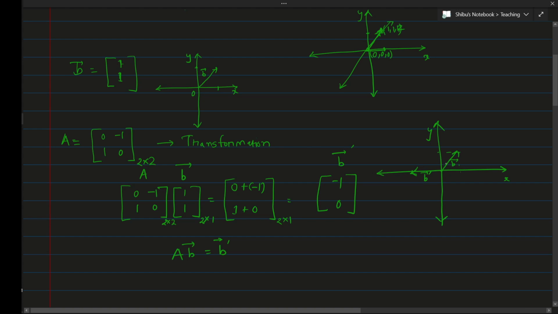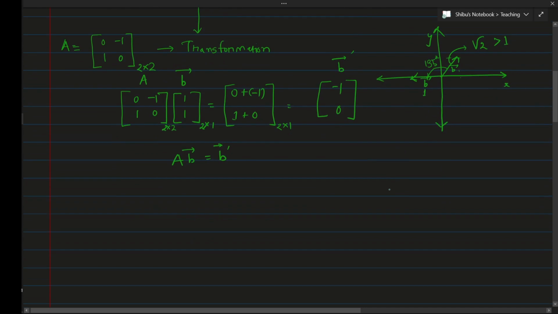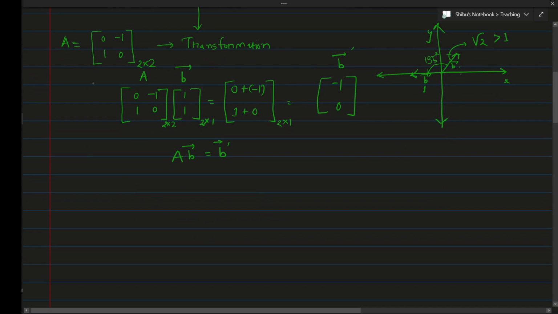So what it is doing is rotating this vector, and it is also compressing it, because its magnitude was root 2, which is greater than 1, but now its magnitude is 1. So this transformation is rotating this vector by 90 plus 45, which is equal to 135 degrees in the anti-clockwise direction, and it is compressing the magnitude of this vector. So this is what a transformation does in linear algebra.